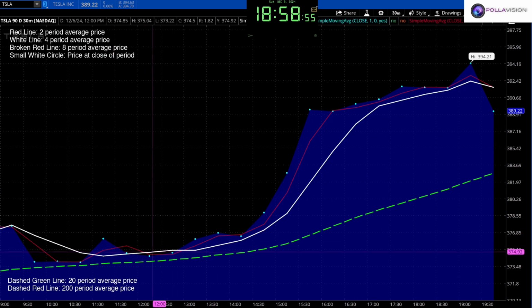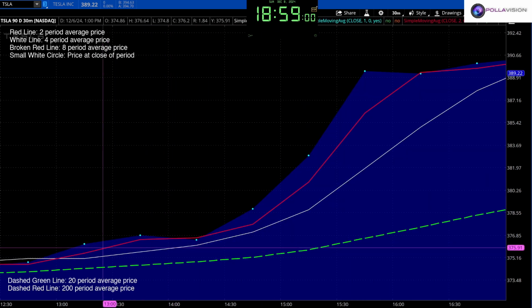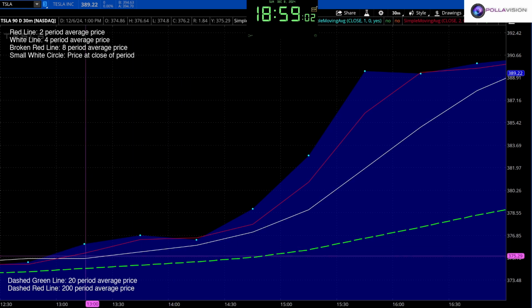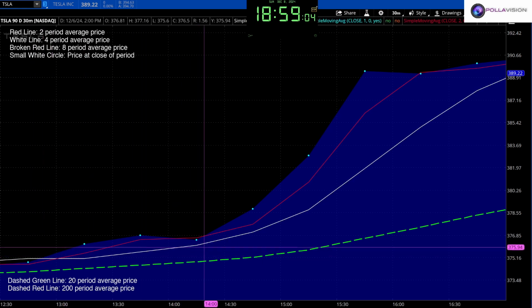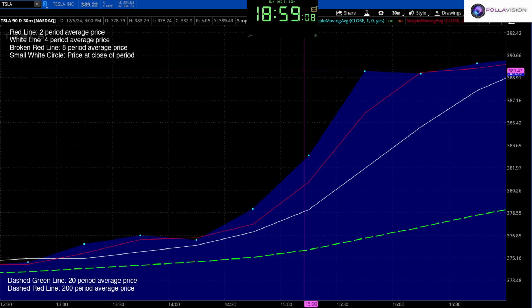30-minute. So we'll look at 1:00 till 4 o'clock. What do we see here? Price is above the 4 at this point, and it stayed above the 4 and stayed above the 4. So when you see multiple time frames, look at some different ways of looking at this.